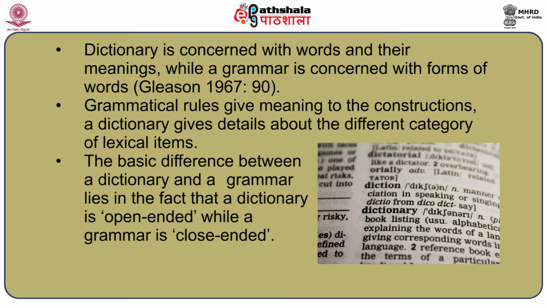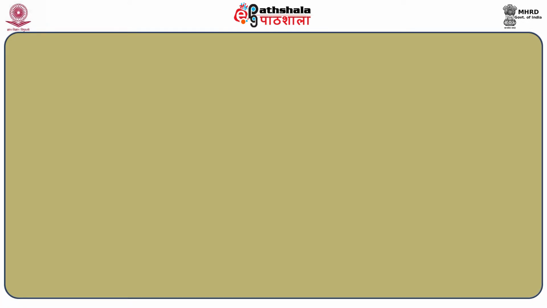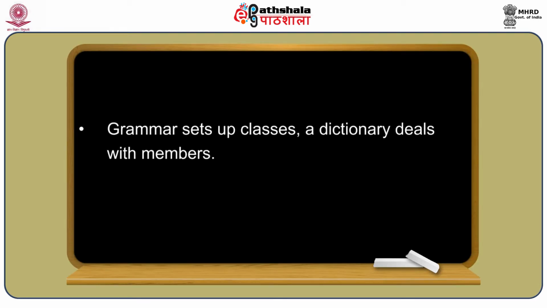The basic difference between a dictionary and a grammar lies in the fact that a dictionary is open-ended, while a grammar is close-ended. The relationship between a grammar and a dictionary is that of a class and member. While a grammar sets up classes and studies relationships between them, a dictionary deals with individual isolated items, words, and morphemes called members, and identifies the class to which a member belongs.